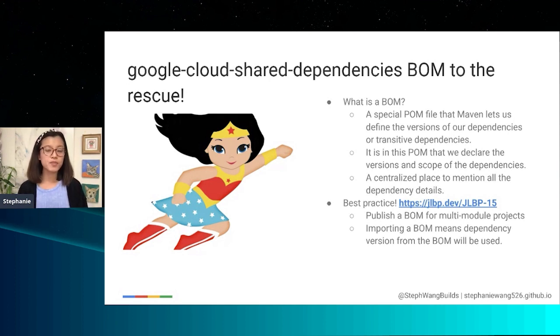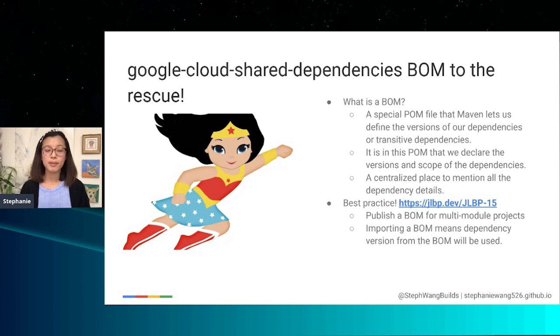If you're not familiar, a BOM is a special kind of POM file that Maven allows us to use to define the versions of our dependencies or transitive dependencies. In this particular POM file, we declare the versions and scopes of these dependencies that we want to manage. Essentially, it is a centralized place for us to mention all the dependency details. It is one of the best practices in our JLBP, the Java Library Best Practices, number 15, to publish a BOM for multi-module projects for better management.